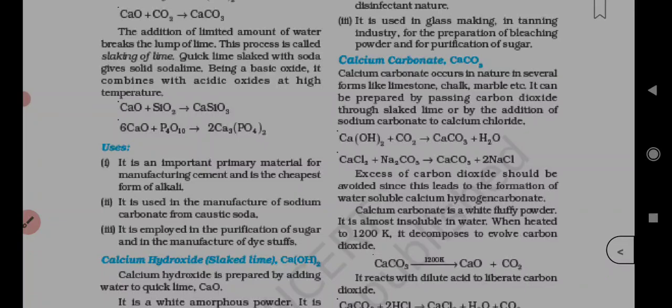Excess of carbon dioxide should be avoided, since this will lead to the formation of water soluble calcium bicarbonate. So calcium bicarbonate is water soluble. See, in hydrogen and its compounds, we have seen that the hardness of water is due to what? Comment below before I say the answer. Pause the video and comment the answer.